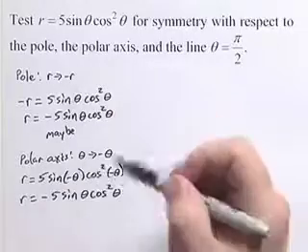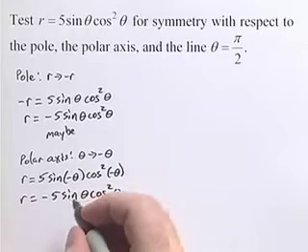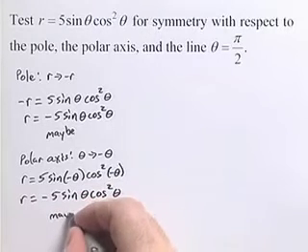And cosine of negative theta is equal to cosine theta, but we're squaring that, so we have cosine squared. This is not the same equation that we started with, so again, there may or may not be symmetry with respect to the polar axis. We'll say maybe again.